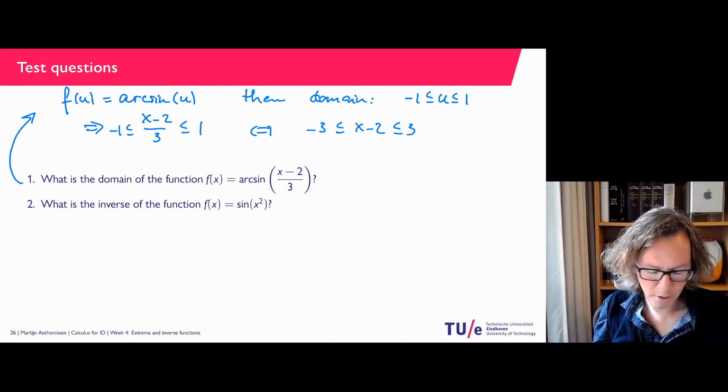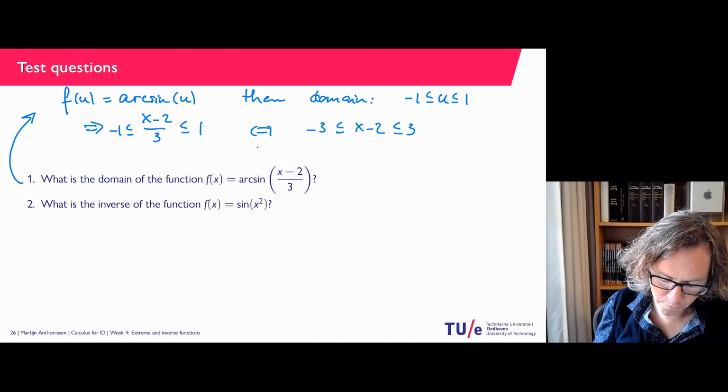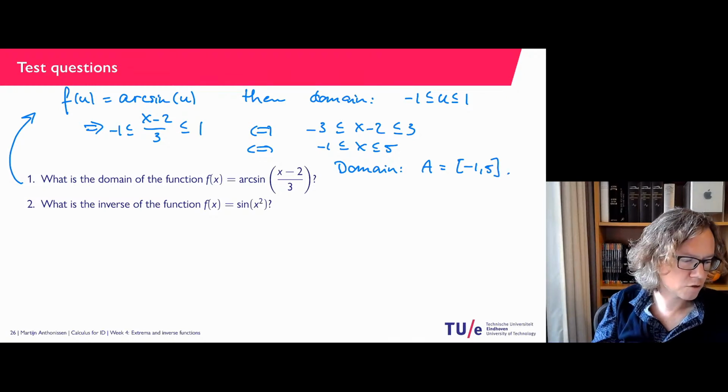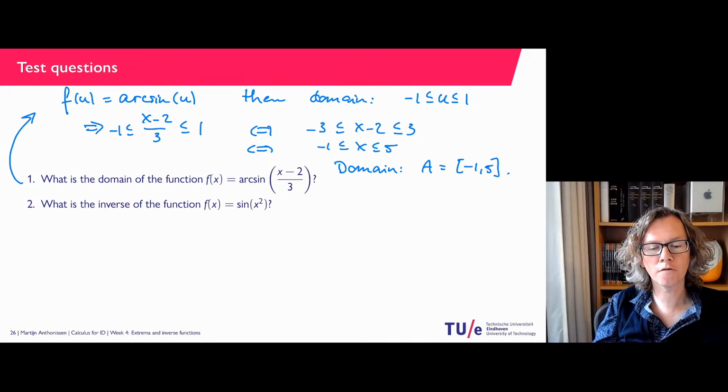So apparently if you add 2 to all 3 terms, you see that -1 ≤ x ≤ 5. So the domain is from -1 up to 5, and -1 and 5 are included.